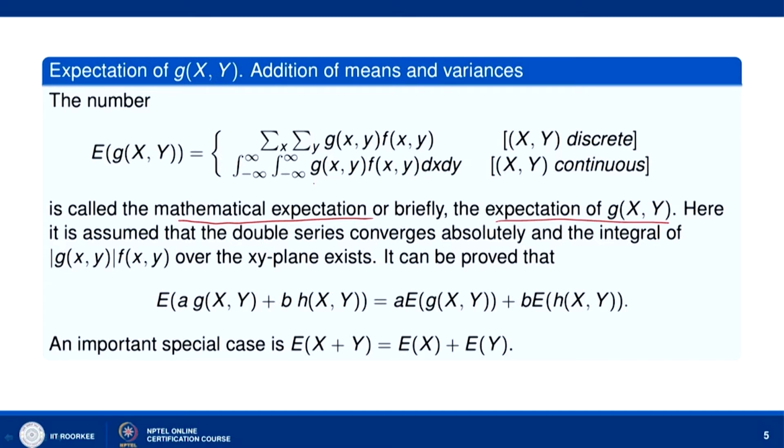We assume here that the double series in the discrete case converges absolutely, and the integrals over the xy plane exist. That is, the integral of mod of g(x, y) times f(x, y) over the xy plane exists. It can be shown that expectation of a g(X, Y) plus b h(X, Y) equals a times E(g(X, Y)) plus b times E(h(X, Y)). An important special case: you can take a equal to 1, b equal to 1, and g(x, y) as x, h(x, y) as y. So, you can say expectation of X plus Y equal to expectation of X plus expectation of Y.